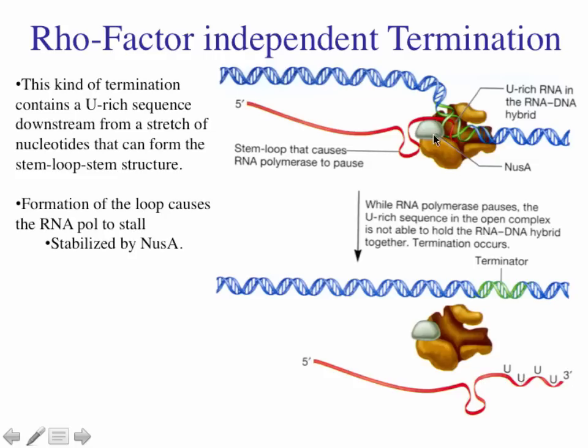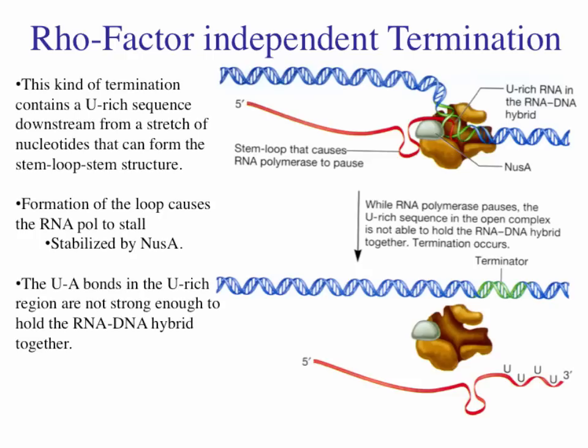That is going to be helped by this protein called NusA that is going to help hold the polymerase by the loop. So that U-rich region is so U-rich that it's not going to make a good RNA to DNA hybrid, and that is going to melt, separating the strand of RNA from the DNA. That is Rho factor independent termination.